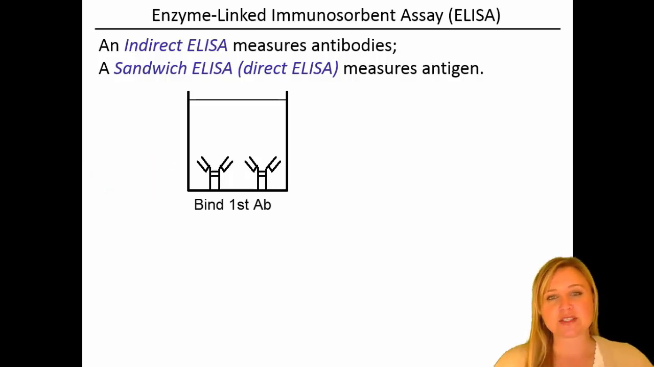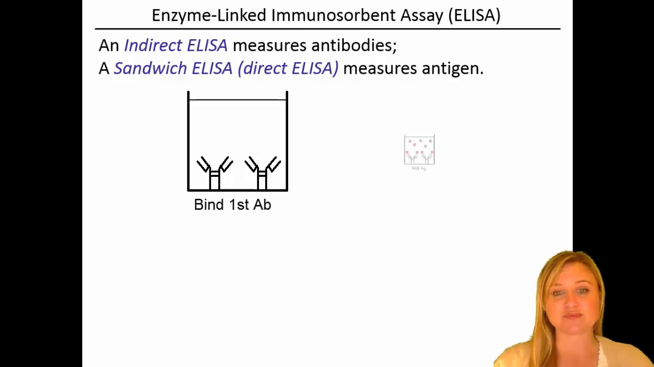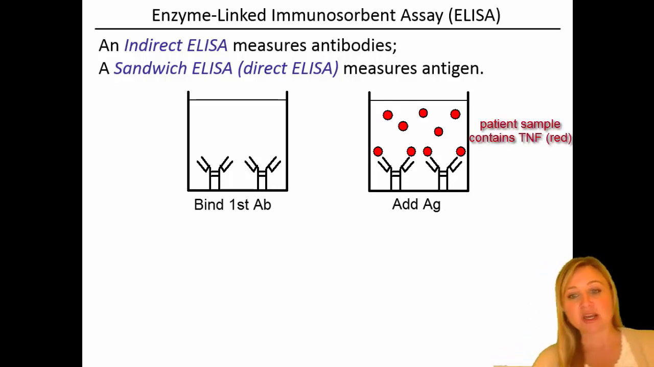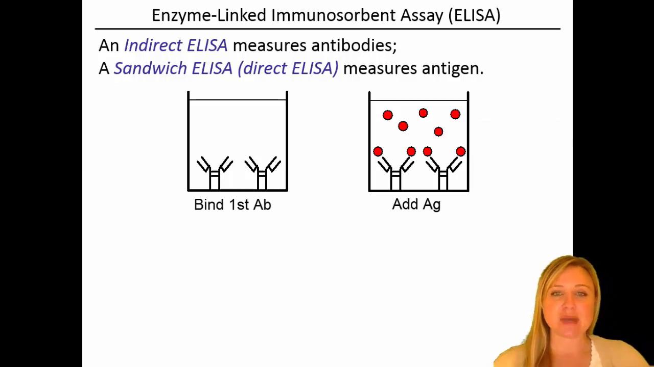We're going to do the same process as we did before. We're going to allow time for those to bind. We're going to rinse them out. We're going to block the plate so there's no non-specific binding of the patient sample. We're going to rinse that out, and then we're going to add the patient sample. So here we've added the patient sample, and as you can see, this patient does have some TNF found in her blood. The TNF has bound to the anti-TNF antibodies that are on the plate already.